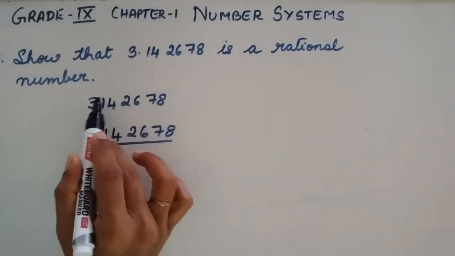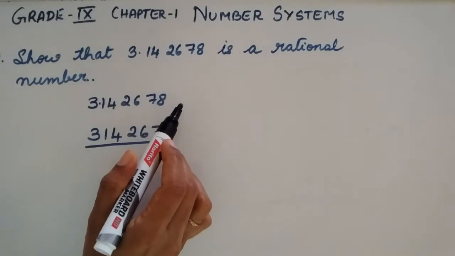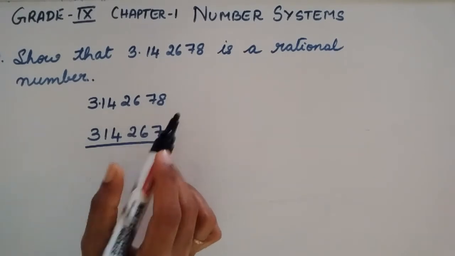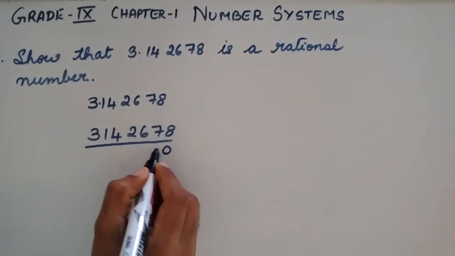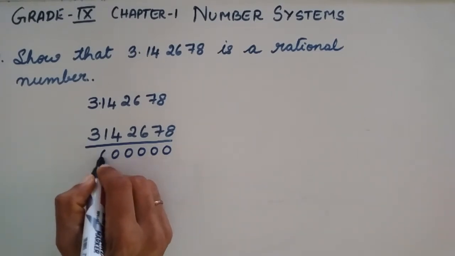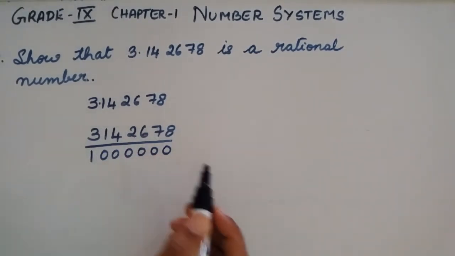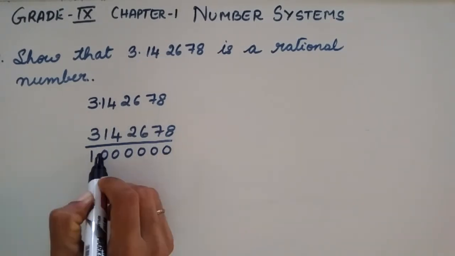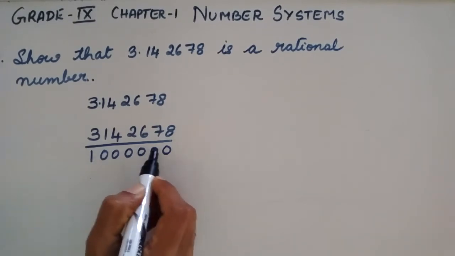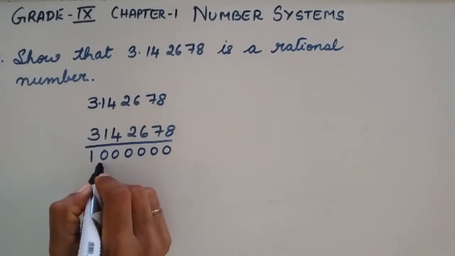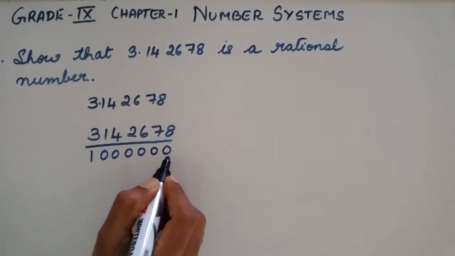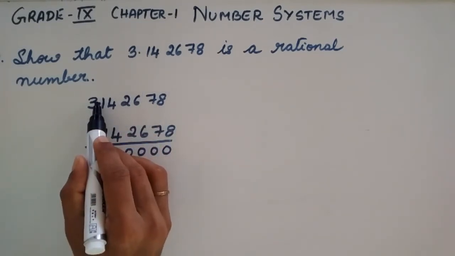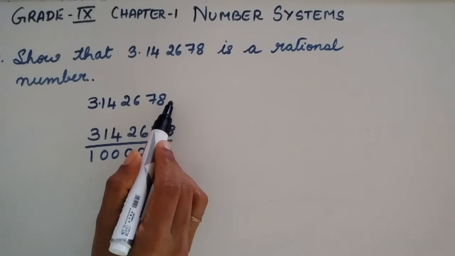Now count how many digits are there after the decimal point. So 1, 2, 3, 4, 5, 6. So that many zeros you need to add in the denominator. That is 1, 2, 3, 4, 5, 6. And then write 1 here. So 3142678 by 1000000. These 6 zeros you got from the 6 digits which you have after the decimal point.